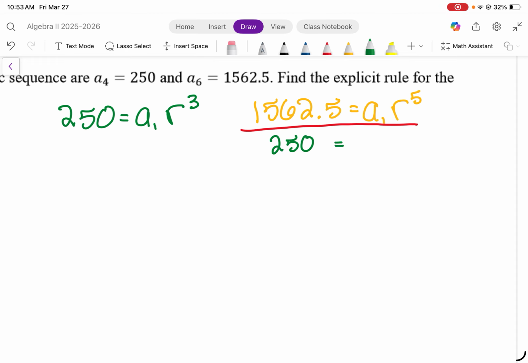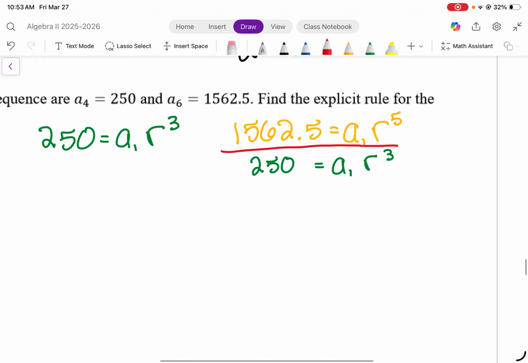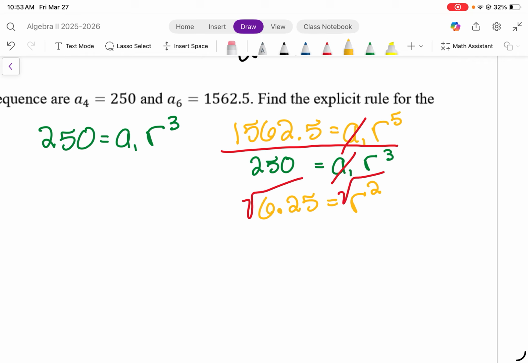So that I can figure out what r equals first. So my a sub 1s cancel out, and when I divide, I get 6.25 equals r squared, because you subtract the exponents. Then I'm going to take the square root on both sides, and that will tell me my r value is 2.5, which I can then plug into my other equation.